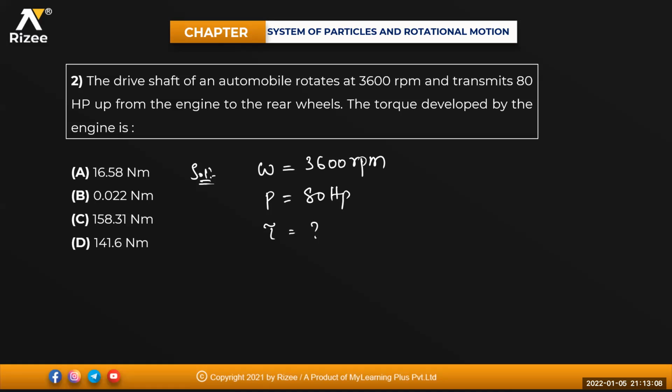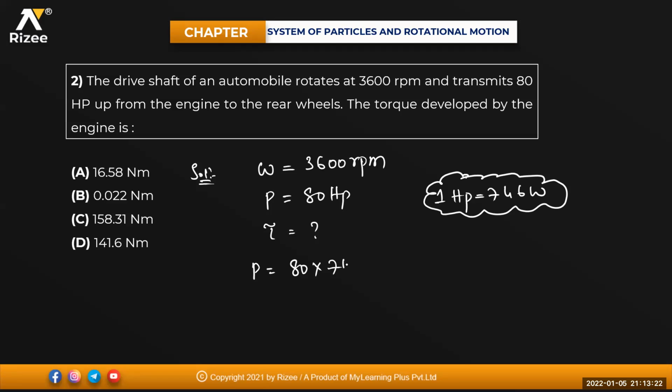So 1 horsepower is how much, beta? 1 horsepower is equal to 746 watt, beta. Remember, 1 horsepower is equal to 746 watt. Okay. So power will become for me how much? 80 into 746. So how much am I getting for this one? 80 into 746 is how much?